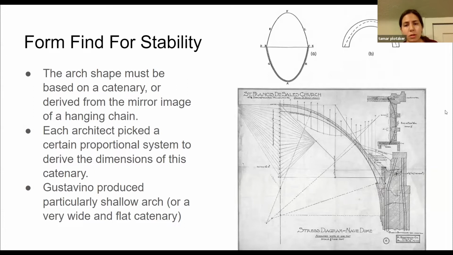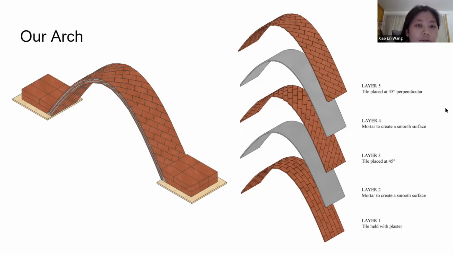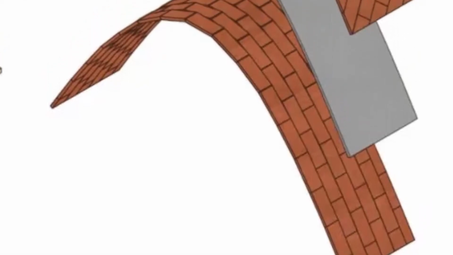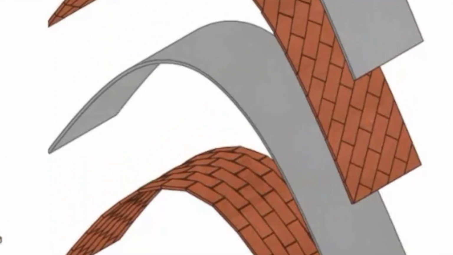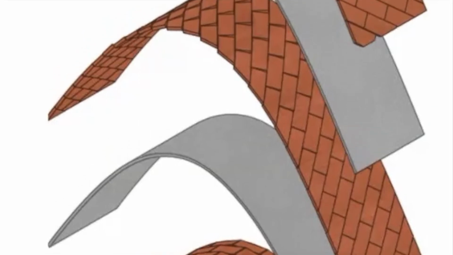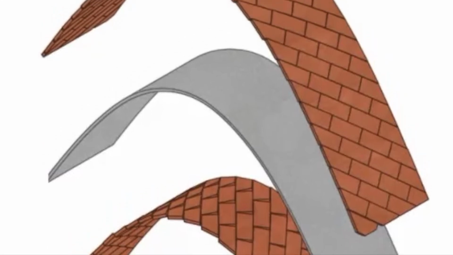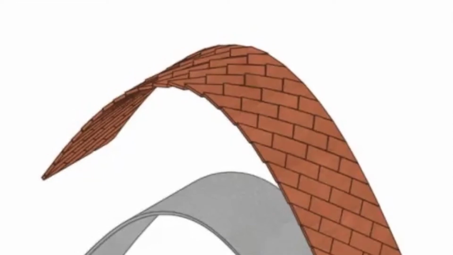Well, we know from Robert Hooke that the arch is the inverted chain, and we know that the arch must contain the thrust line. We first modeled the arch on Rhino, like how we're going to actually construct it. So we first set out the layers, the first being just the tile running horizontally or vertically next to each other, and then a layer of mortar on top for an even surface, and then the next layer being 45 degrees, and then mortar, and then the last layer being the opposite direction, like how Guastavino created his arches.